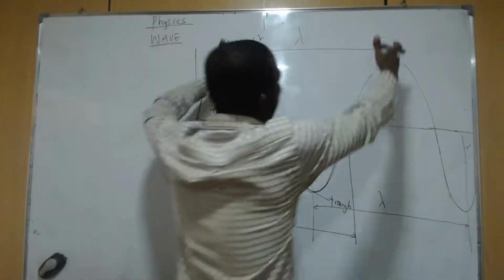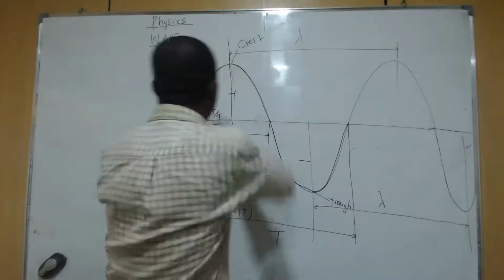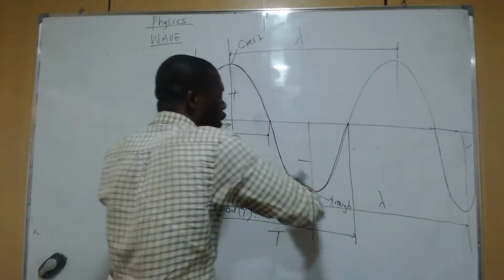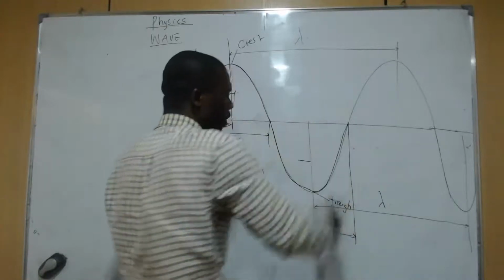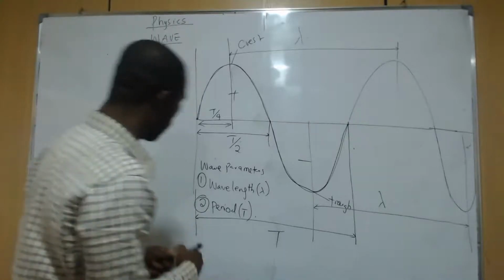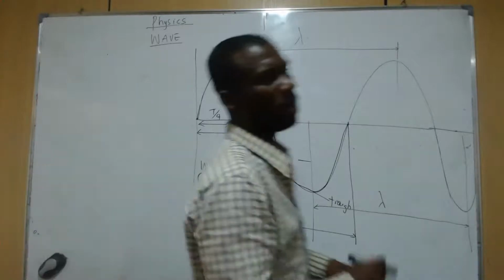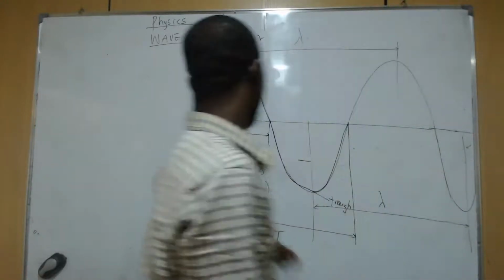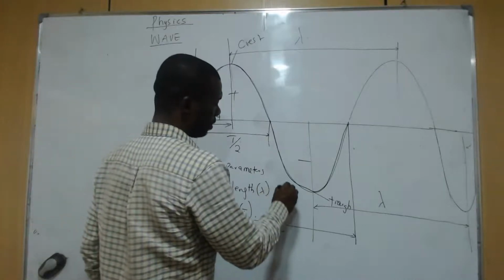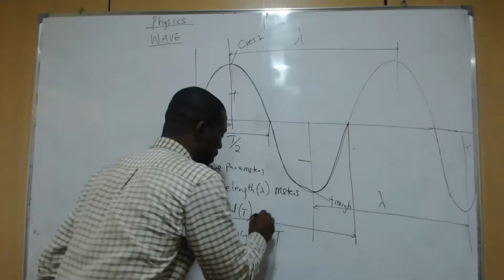Now, as I said earlier, the distance between two successive crests gives us the wavelength of a wave, while the time taken to complete one oscillation or one cycle gives us the period of a wave. Now, let us talk about another parameter, which is the frequency. The wavelength of a wave is measured in meters. The period of a wave is measured in seconds.